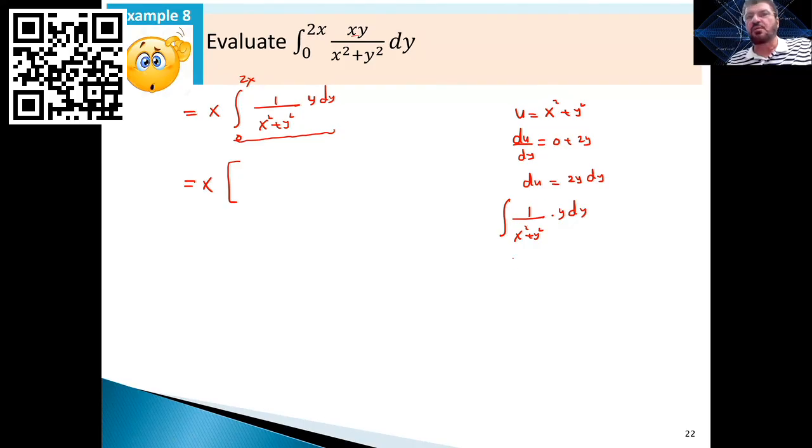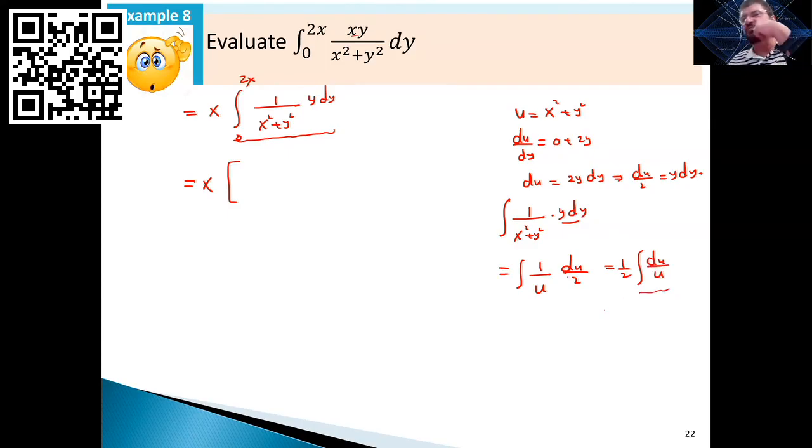Okay. Now this is equal to, I took the denominator to be u, didn't I? Right? How about y dy? What's y dy equal to? Now, 2y dy is equal to this. So that means du over 2 is equal to y dy. So this is du over 2. Take the 2 out, half. So now you have du over u.